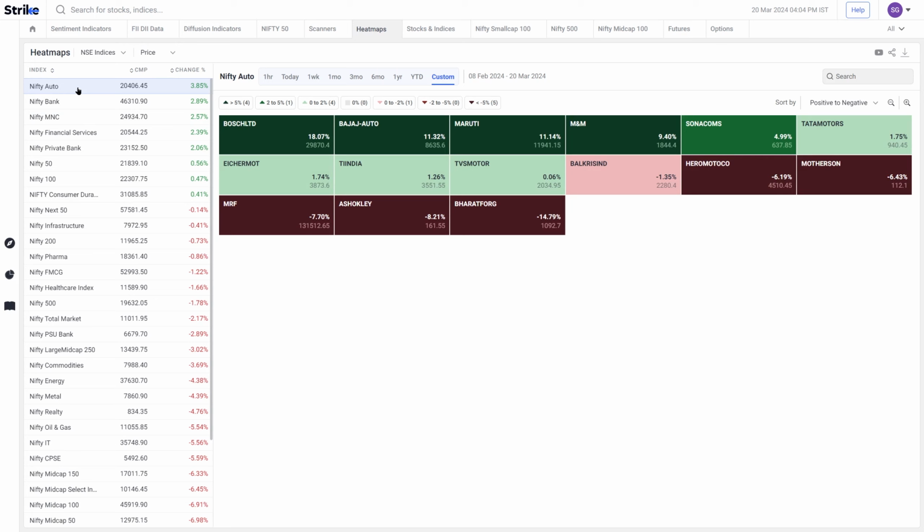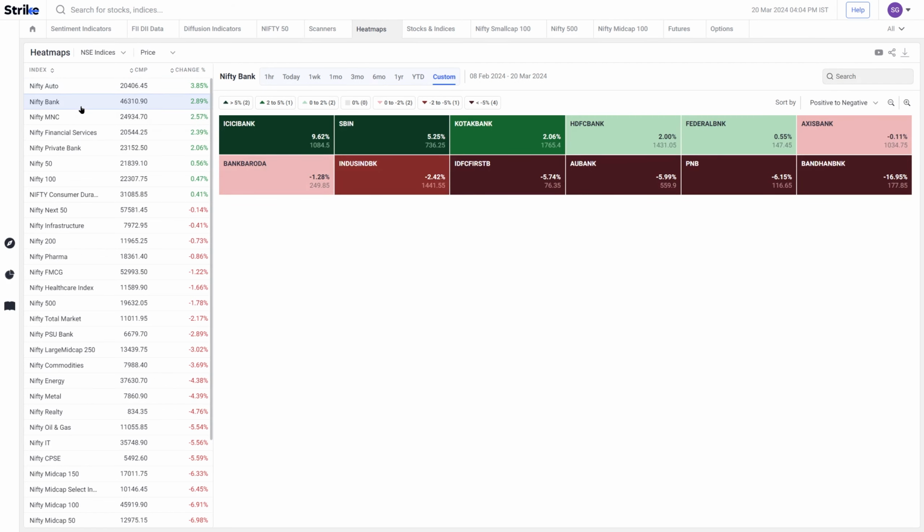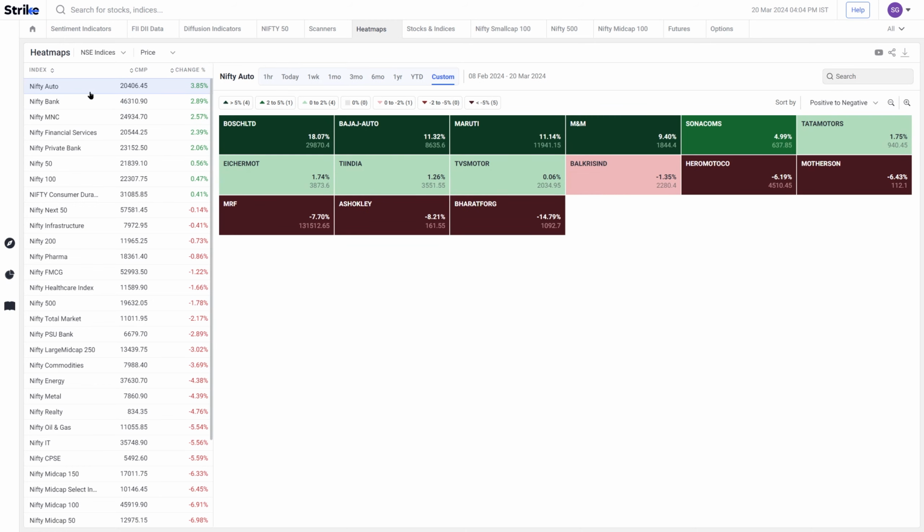Now within auto, you can see names like Bosch, Bajaj Auto, Maruti and M&M, all up more than 5%, and some of the names which are red as well. In the Bank Nifty also, some of the stocks are in deep green, some are in a lighter green shade. So auto and banks, we have to remember, can be the pockets of strength.